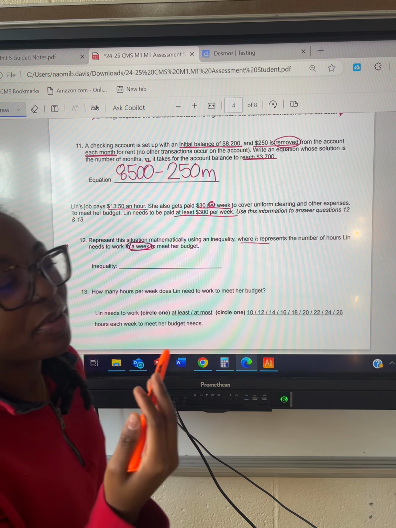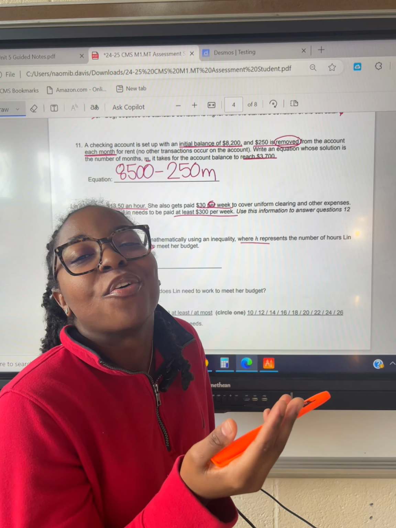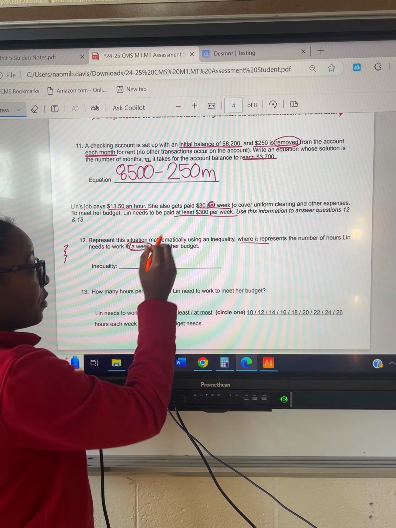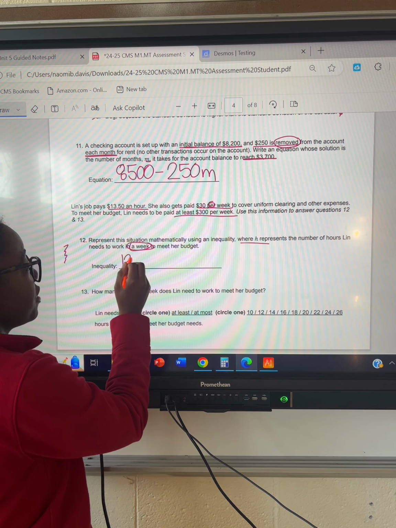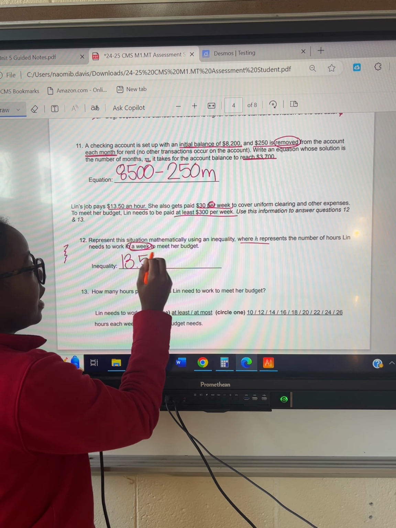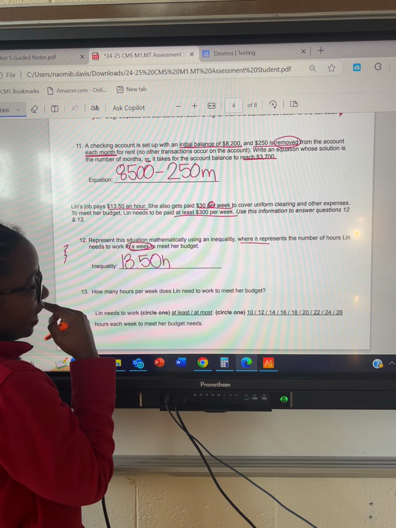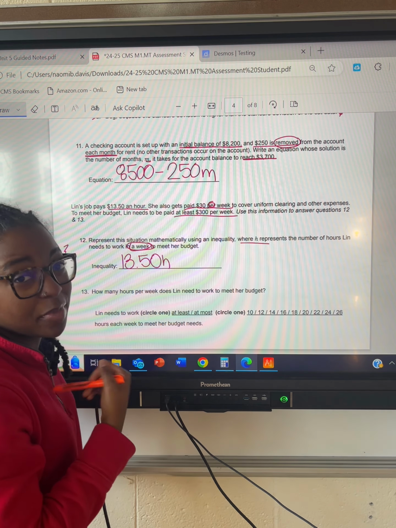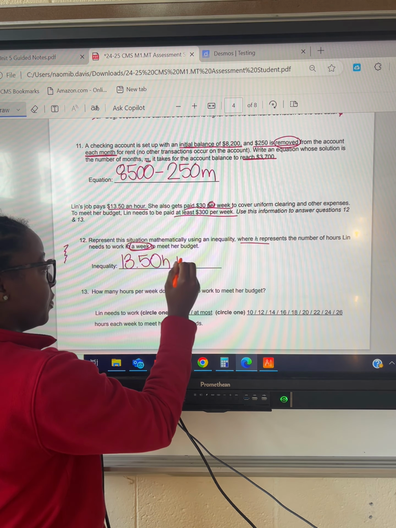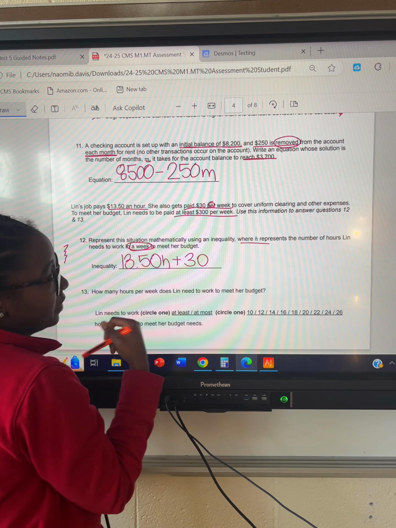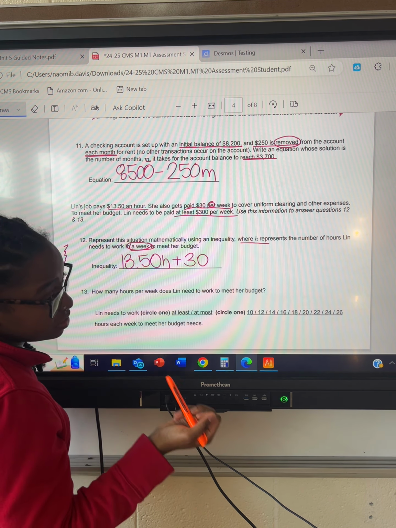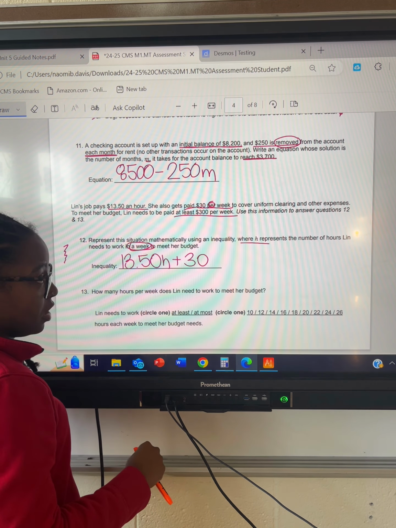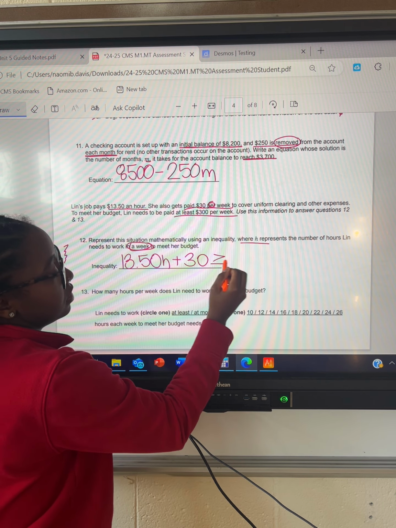That's like a key to let me know, okay, I know I'm gonna multiply the hours, not the weeks. Okay, so it's $13.50 an hour, meaning each hour. So $13.50 H, okay, and then she gets paid $30 per week. Paid means it's coming to me. I'm adding, right? Plus 30, bam. And I know I need at least $300. At least. That means I can't go less than $300. At least $300.